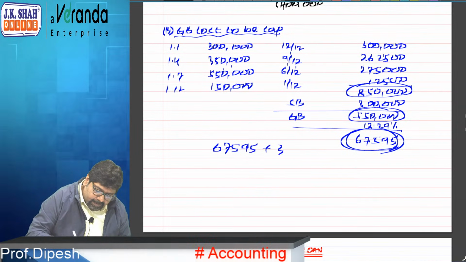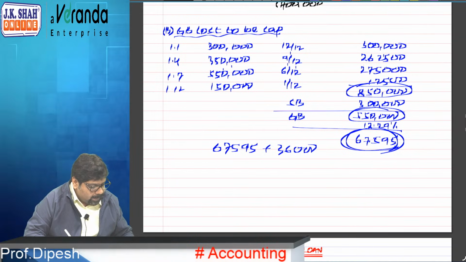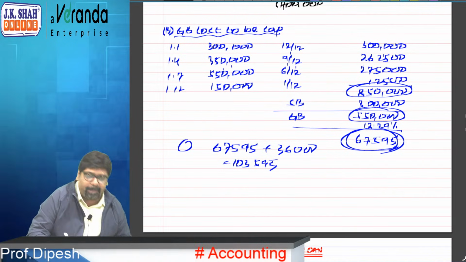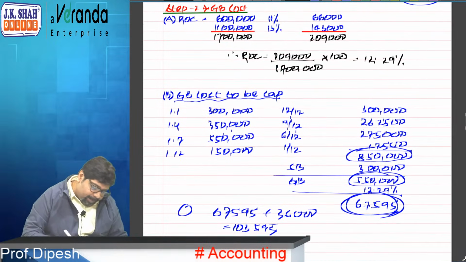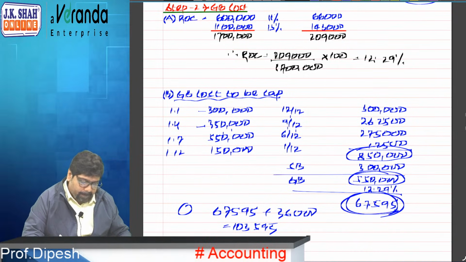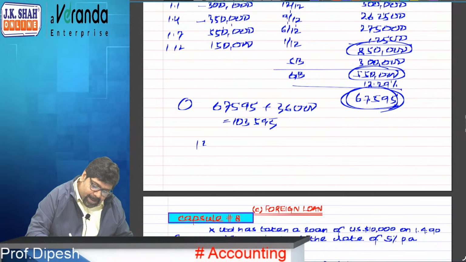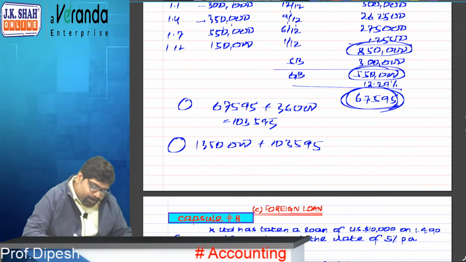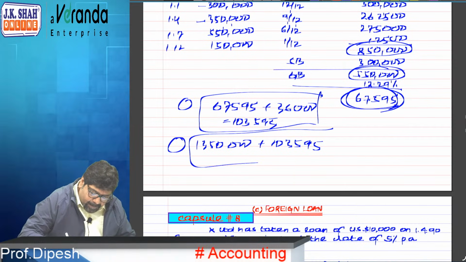67,595 plus 36,000 is equal to the amount of interest to be capitalized, 1,03,595. This is the borrowing cost to be capitalized. The amount to be capitalized is the amount which I have spent. How much have I spent? 3, 6.5, 6.5, 3 lakh, 6.5, 11.5, 12, 12, 13.5. So the amount to be capitalized is 13,50,000 plus interest of 1,03,595. Are you understanding? This is the borrowing cost to be capitalized and this is the amount to be capitalized.